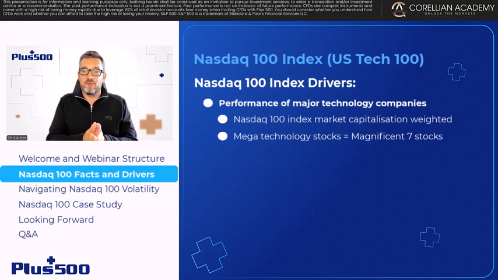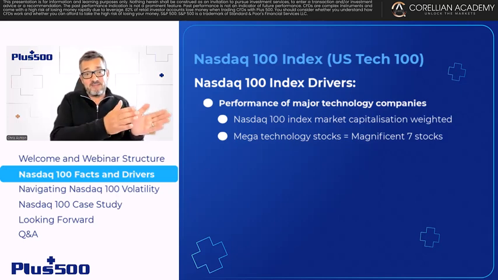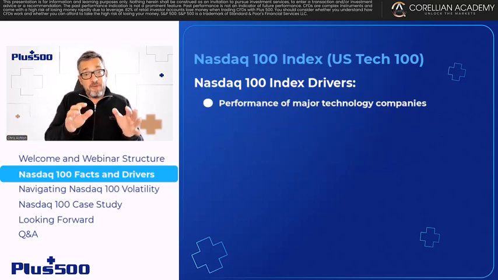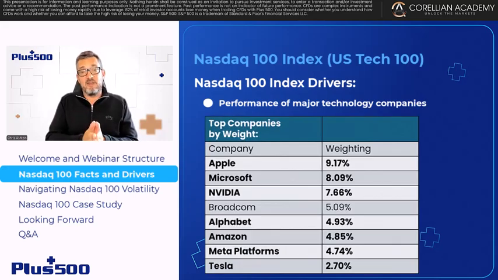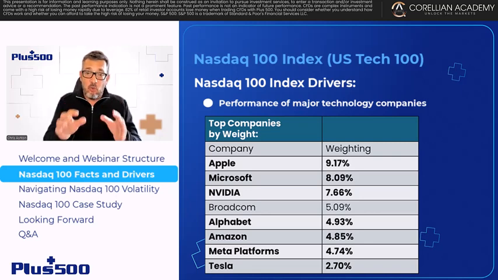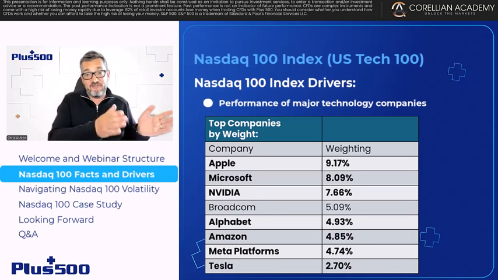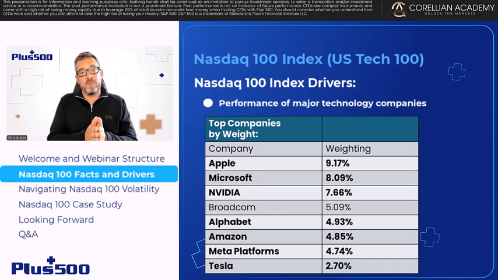You may have heard of them described as the Magnificent Seven. And that's Apple, Microsoft, Amazon, Alphabet, Meta Platforms, Tesla, and Nvidia. The performance of these companies can significantly sway the index because, as you can see from the table on screen now, they hold a substantial weight in the overall index composition. The success or failure of new product launches, innovations, and technological advancements from these companies will drive their individual stock prices, and with it have a knock-on impact for the Nasdaq 100 index.